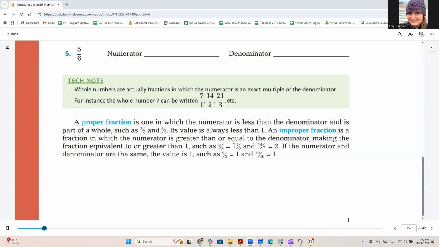A proper fraction is one in which the numerator is less than the denominator and is part of a whole, such as 2/3 and 5/8. Its value is always less than 1. An improper fraction is a fraction in which the numerator is greater than or equal to the denominator, making the fraction equivalent to or greater than 1, such as 9/8 is equal to 1 and 1/8, and 14/7 is equal to 2. If the numerator and the denominator are the same, the value is 1, such as 9/9 is equal to 1 and 10/10 is equal to 1.